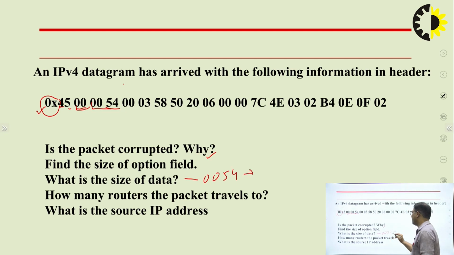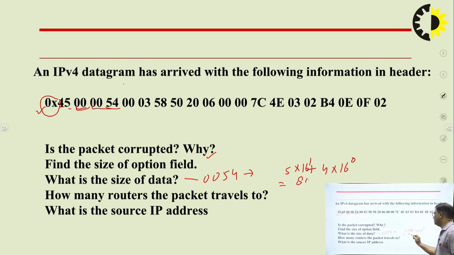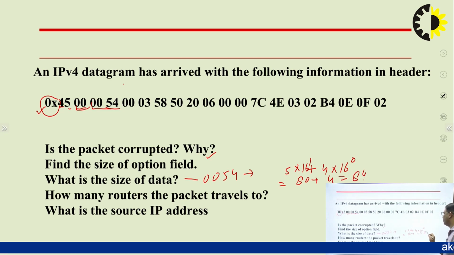How can we calculate 0054? You need to convert it into a decimal number. So, 4 into 16 to the power 0 plus 5 into 16 to the power 1, and the rest are 0. So 16 times 5 is 80, plus 4. It means 84. Is the packet corrupted? No, the packet is not corrupted.